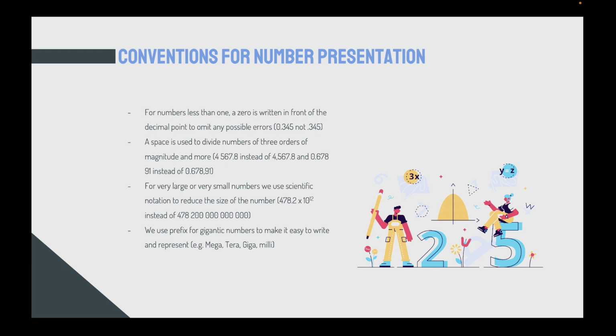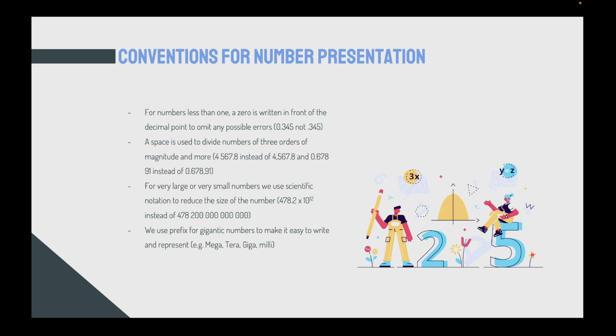Now, a space is not used almost anywhere. A space is used to divide numbers by 3 orders of magnitude and more. So we have 4 567.8. But we know that in the US, what is used is 4, then a comma, 567.8. In banks we see them using the comma more than the space. But the right way is to have a space, not a comma. And if you have 0.678, not only for big numbers, even small numbers, then you have a space 91 instead of having the whole thing as 0.67891.